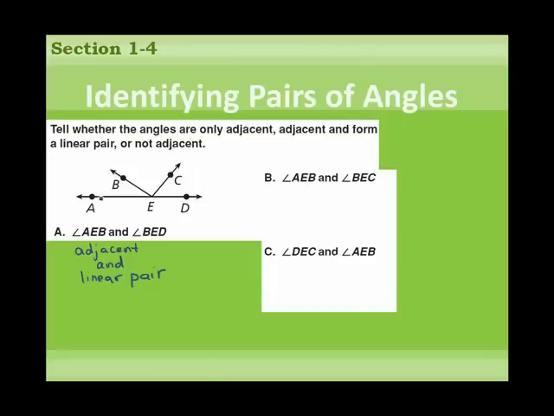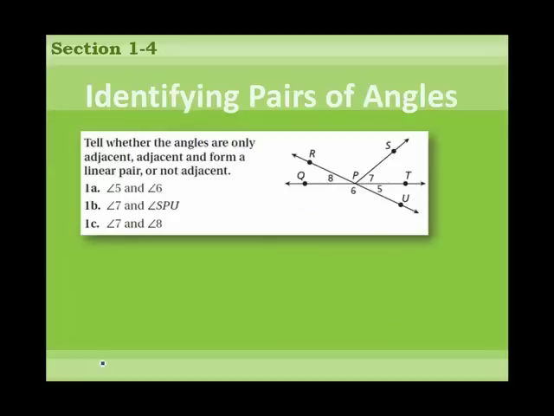If we look at angle AEB and angle BEC, I can see that they have a common vertex, they have a common side, but EA and EC, those rays are not opposite rays, so these guys are just adjacent. And if we look here at DEC and AEB, they don't share a common side. Ray ED and ray EA are opposite rays, but they don't share a common side, so they are not adjacent. So they can't be a linear pair because they have to be adjacent to be a linear pair.